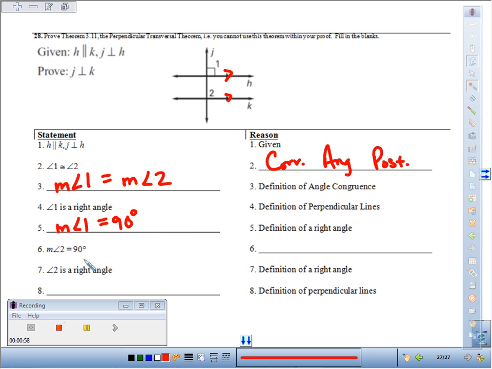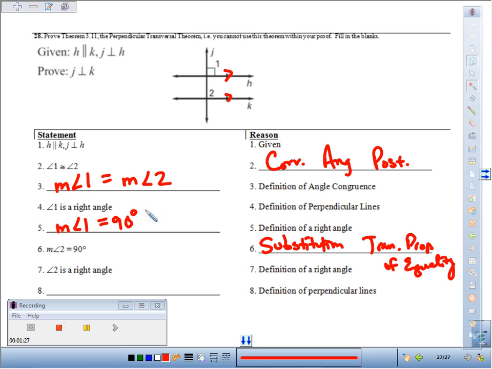So how can we say that the measure of angle 2 is 90 degrees? Well, we know the measure of angle 2 equals the measure of angle 1. And we know that the measure of angle 1 is 90 degrees. So now we can link the measure of angle 2 to 90 degrees. You could either say substitution, or you could also say the transitive property of equality. They kind of work hand in hand.